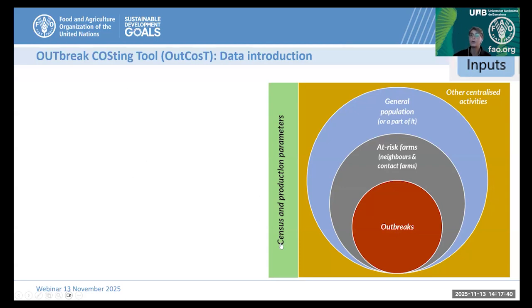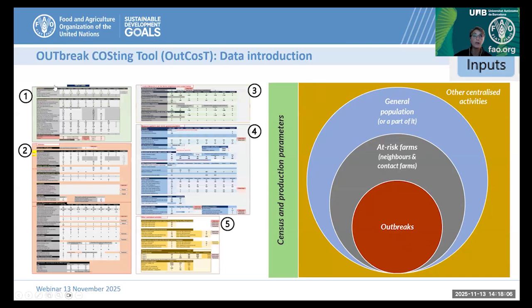This data focuses on census and production parameters, data on the affected farm and the control measures applied in the affected farm, control measures applied at risk farms, namely neighboring farms or farms with an epidemiological link to a confirmed positive farm, and measures applied to the general population and other centralized activity. If we think of the tool, it looks like this. There are 5 blocks, color-coded, and each block corresponds to a section that I've just mentioned. As you can see, the numbers correspond.